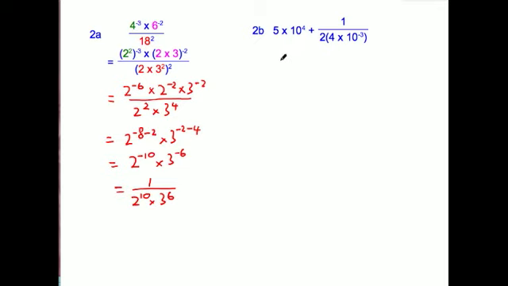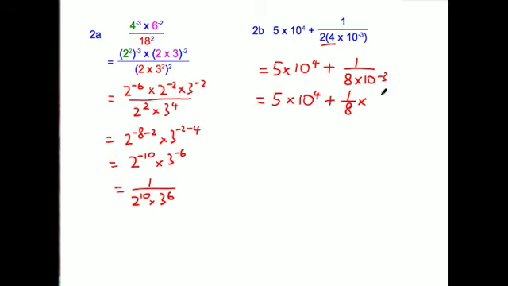A sum on standard form can easily be calculated using the calculator. We can rewrite this as 5 times 10 to the power of 4 plus 1 over 8 times 10 to the power of -3. We only multiply 2 with 4. Rewriting this, we have 1 over 8 times 1 over 10 to the power of -3.